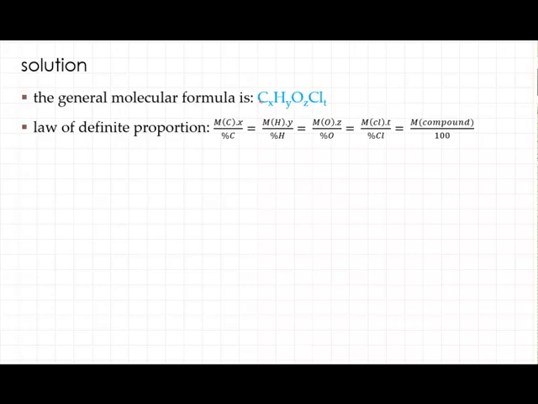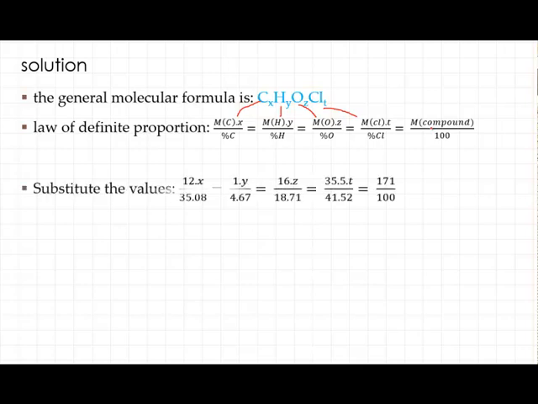Here for this carbon, we replace the molar mass with the subscript X. Here we replace the molar mass of hydrogen with its subscript Y. Here the molar mass of oxygen with subscript Z, and the same way for chlorine. The final ratio is equal to molar mass over 100. Then we substitute the value of each one. We have the molar mass of carbon.